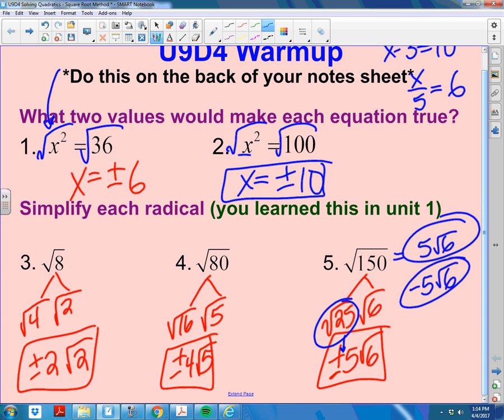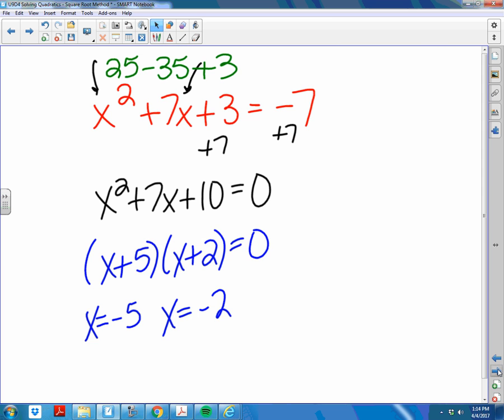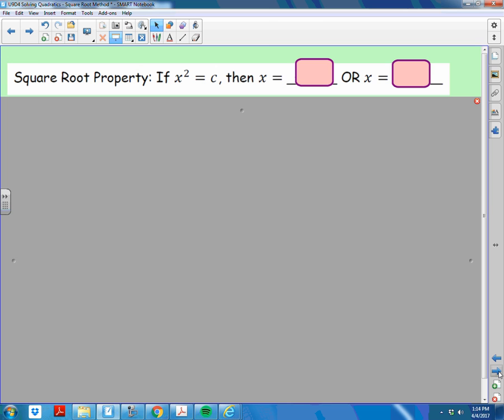Any questions on that? Okay, today we're going to learn about the square root method of solving a quadratic. I personally kind of dig this method because it's fast. It's much faster than factoring and setting equal to 0. There will be times where this is your simplest, easiest way to solve. It doesn't always work, but it works some of the time. So let's start with this.